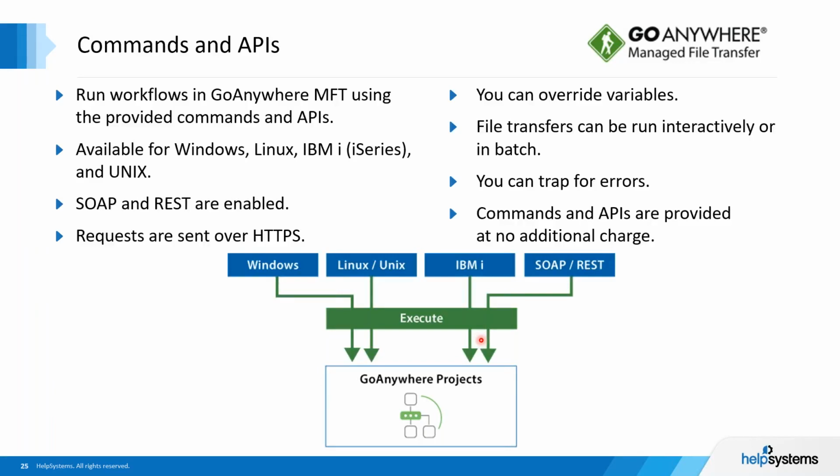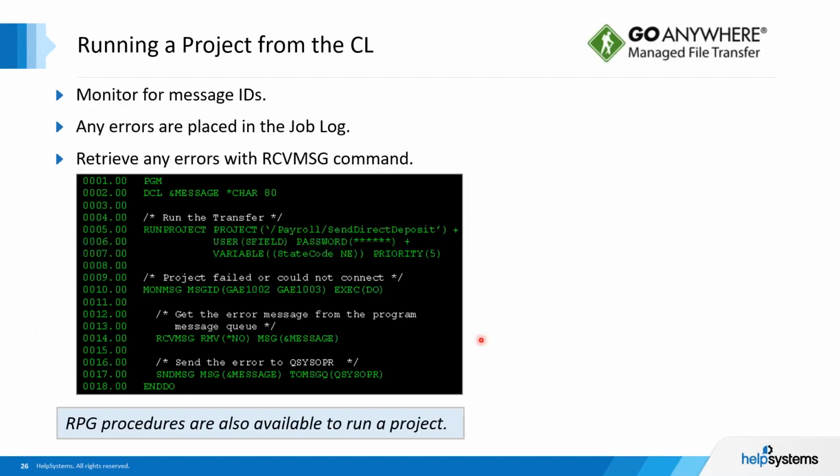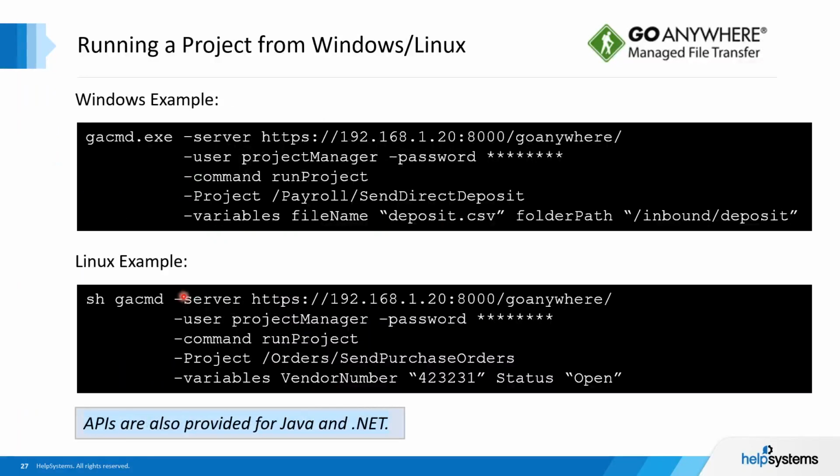But just the functionality, GoAnywhere allows you to download and install our commands and APIs. I teased you earlier, this gives you that more control. You can run our projects, these workflows, from your own command line and even from your own enterprise scheduler. This is just a quick little example of a CL program. So another way you can help automate it from the IBM, the green screen there, you can actually run those projects, include some message handling, etc. You also can run workflows from a Windows or from a Linux box. So a couple of additional examples for you.